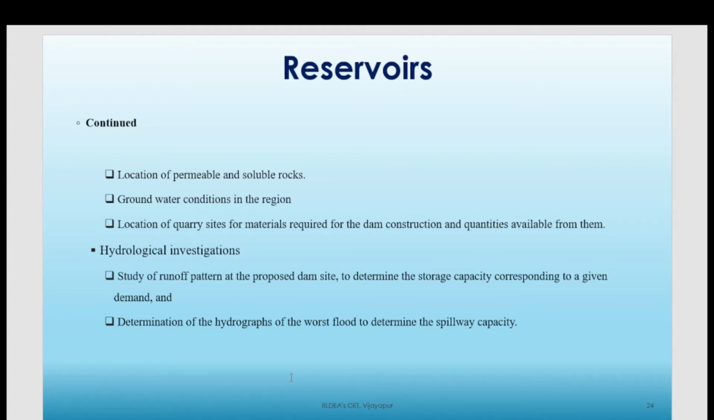Hydrological conditions means: whether there is enough rainfall, whether the rainfall will generate the amount of runoff, and whether that runoff is going to create a yield equivalent to your demand, right? So your yield means basically the amount of water that you will store in your reservoir, whether that stored water will be equivalent to the demand or not. So these studies are to be done.